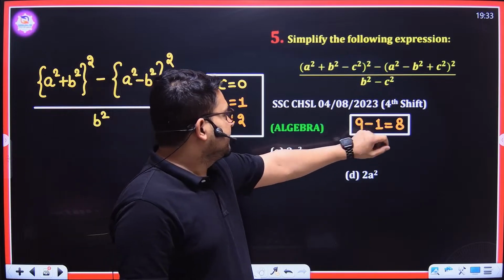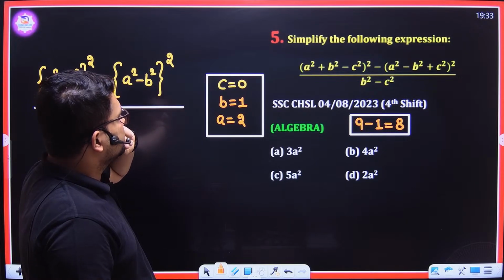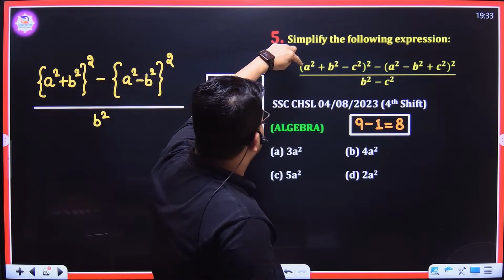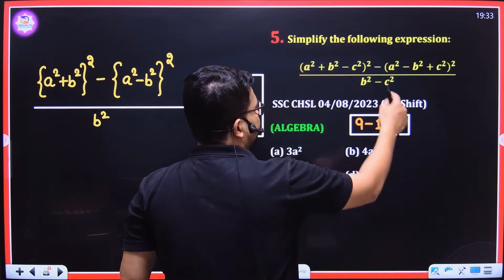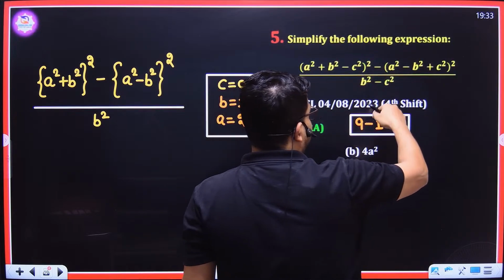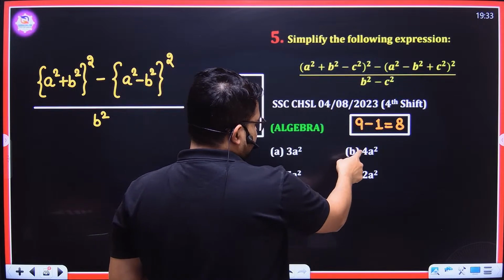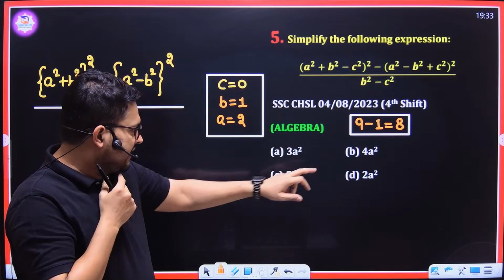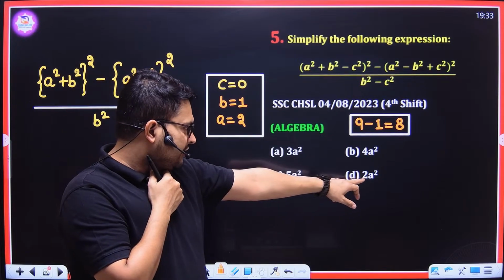9 minus 8. I think we have done something wrong. See, a equal to 2, 2 plus 1, 3, 3 square equal to 9, minus 2 minus 1, 1 square 1, 9 minus 1 equal to 8. So these two options can't give me 8. This option can give me 8. If I put a equal to 2 here, then it will give me 16. If I put a equal to 2 here, it will give me what?